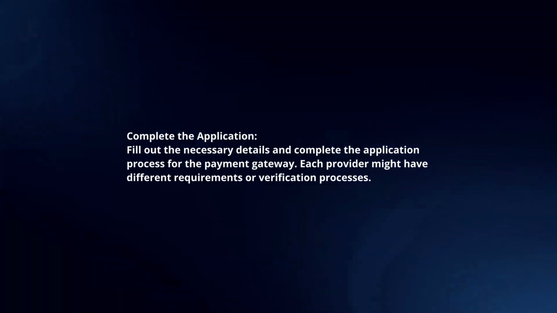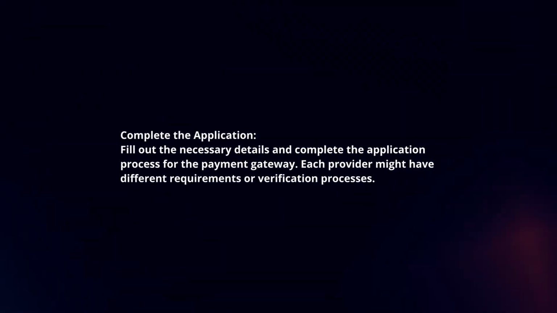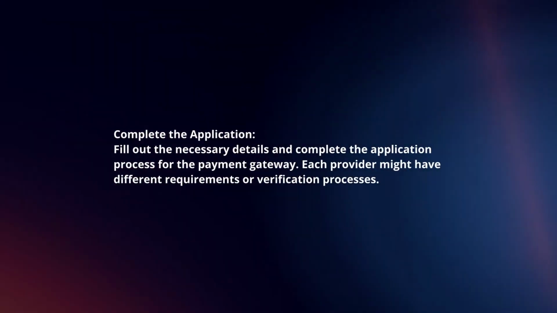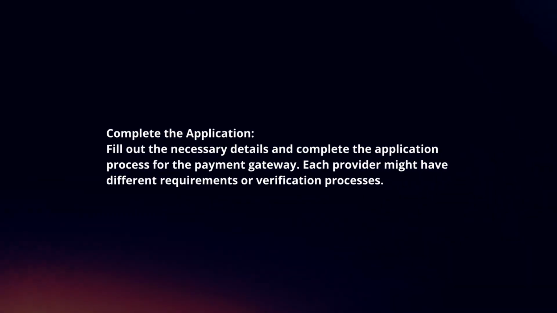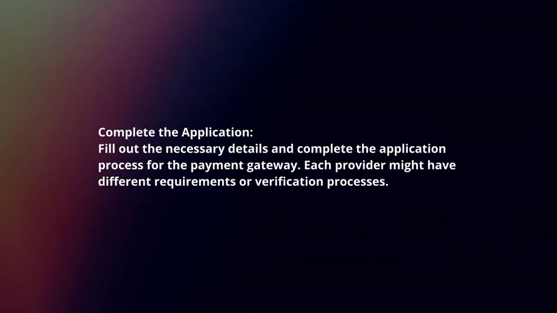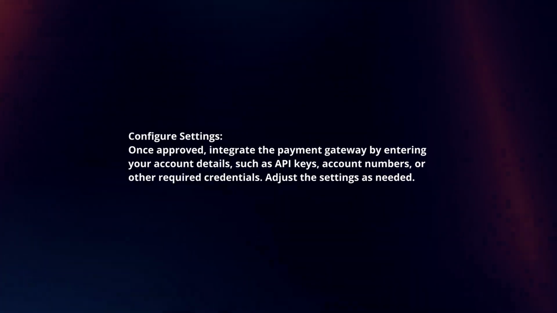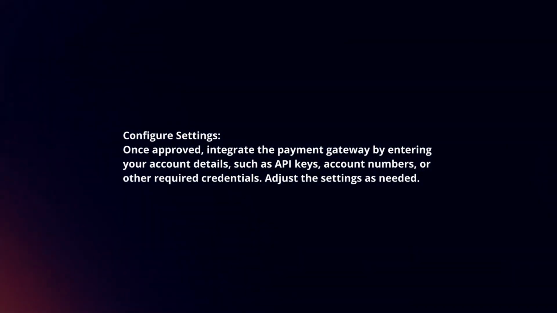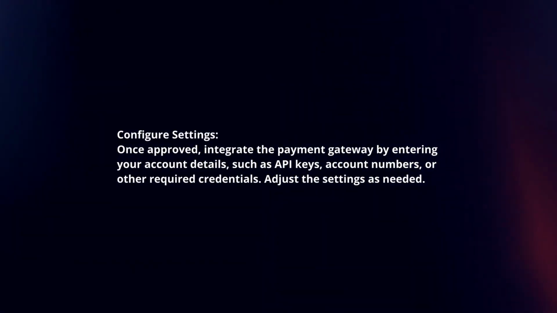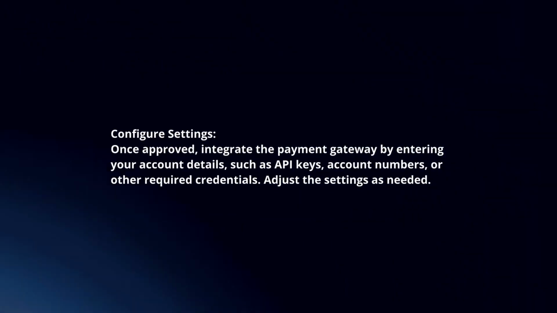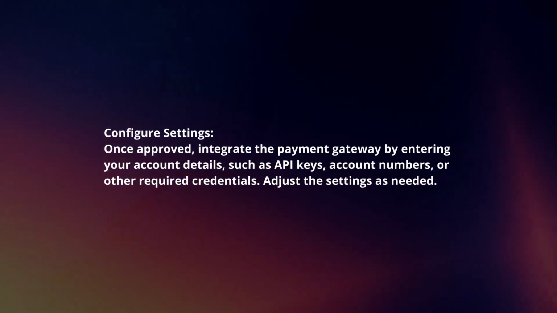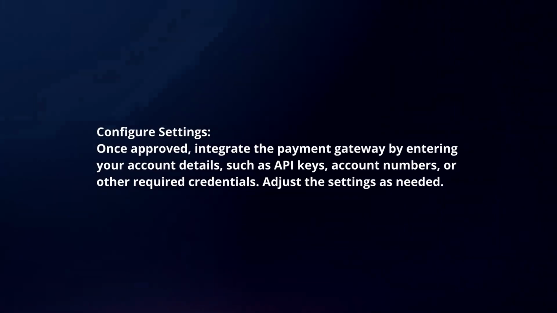Complete the application. Fill out the necessary details and complete the application process for the payment gateway. Each provider might have different requirements or verification processes. Configure settings. Once approved, integrate the payment gateway by entering your account details such as API keys, account numbers, or other required credentials. Adjust the settings as needed.